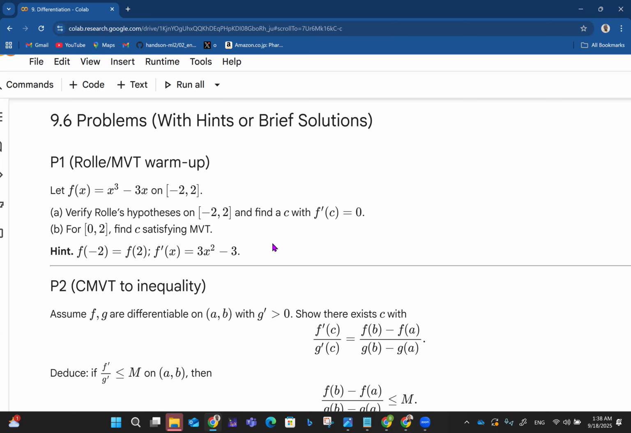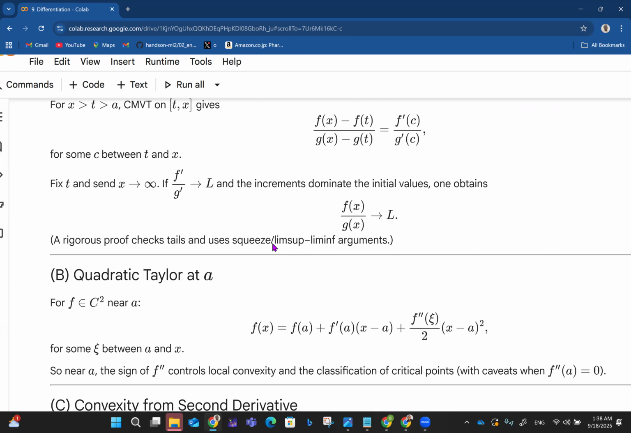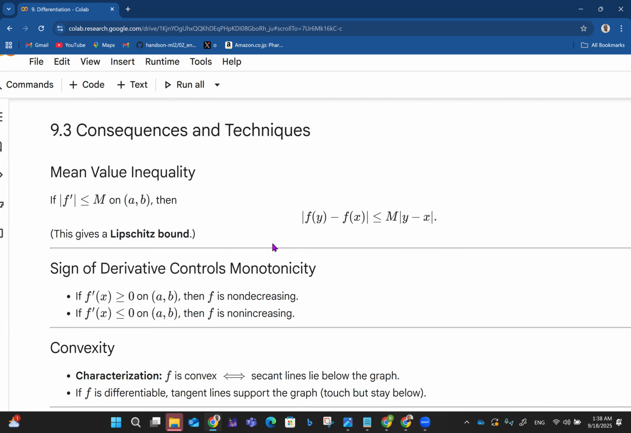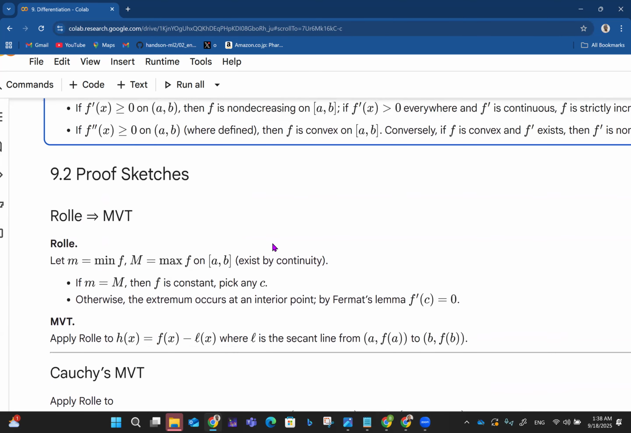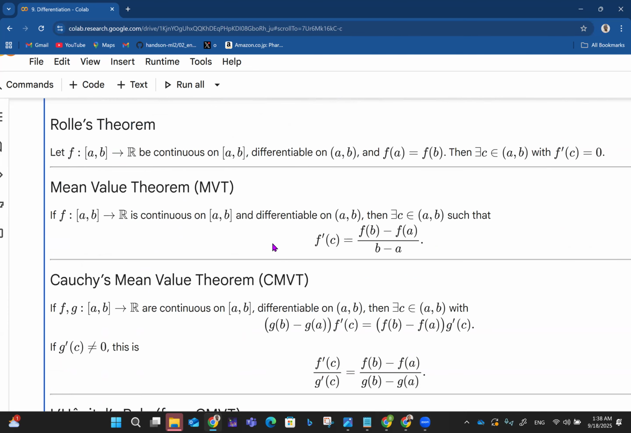Then for the B part, we want to do MVT, okay? MVT on the interval 0, 2. So we are looking for C in each case. Of course, that should remind us of the conditions for each of them. After all the premises have been met, then we now resort to the conditions.